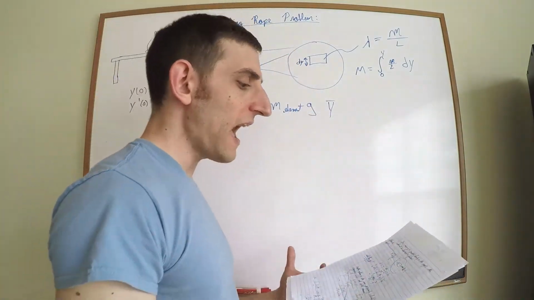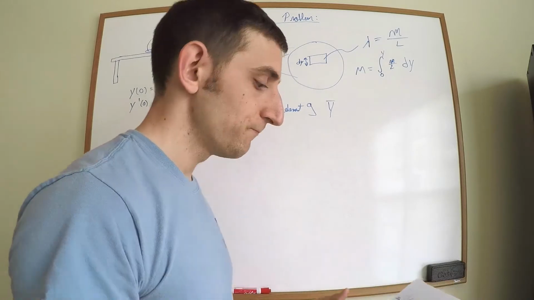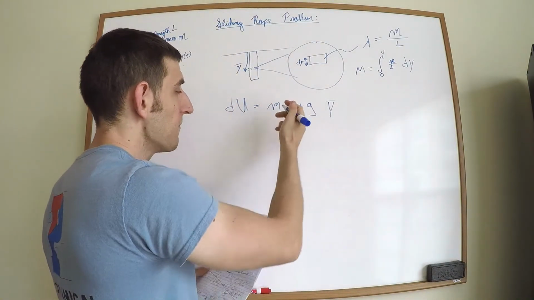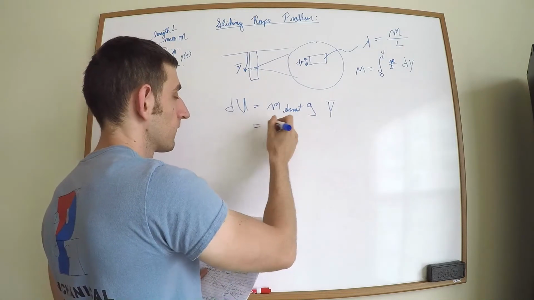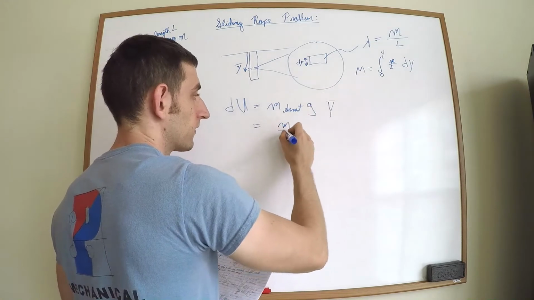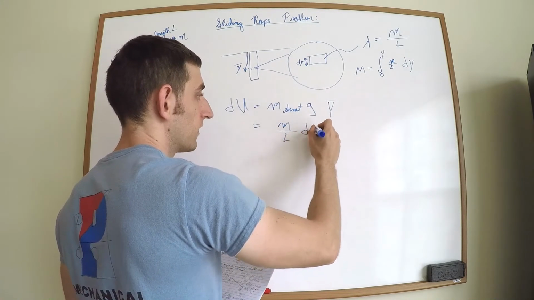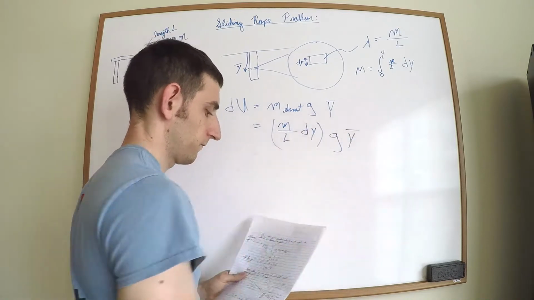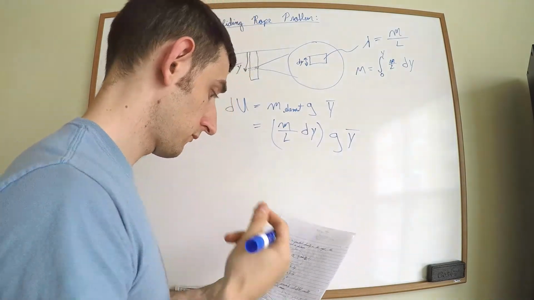So all we need to do now is just plug stuff in, right? Well, this m element is just this here: M over L dy, times y bar, okay?